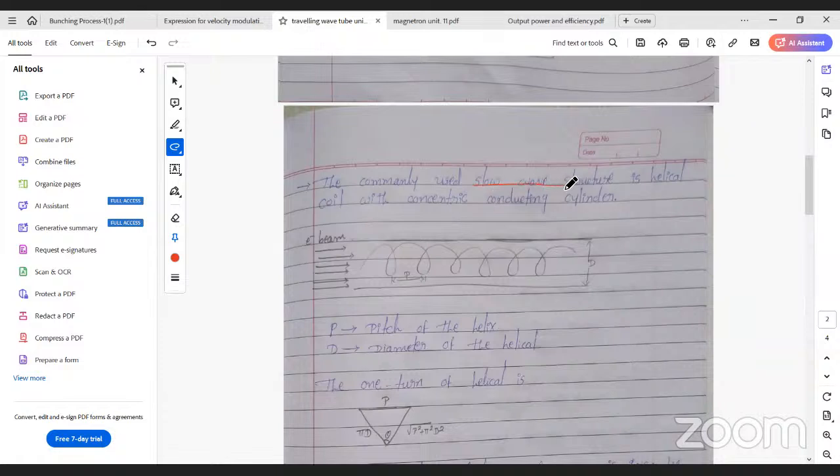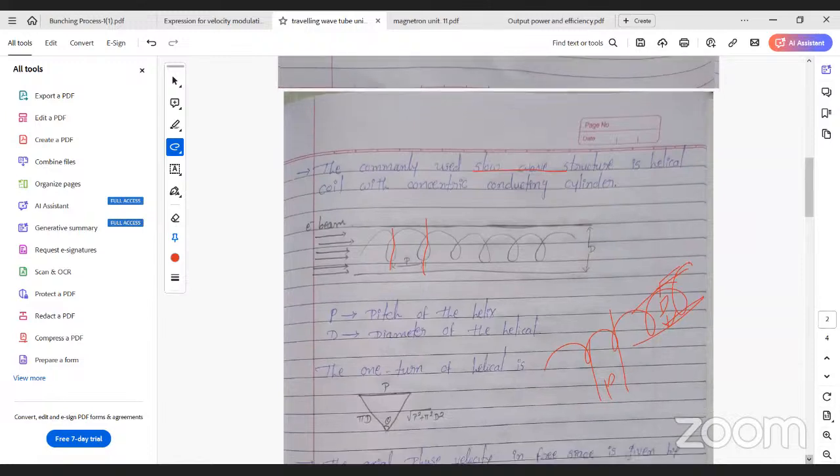Wherever you need a slow wave structure, there we use these helix tubes with connecting wires, which are of a conducting cylinder. This helix is a cylindrical shaped spring. Between any two points, I am taking the distance as P. That distance P is called the pitch of the helix, and from top to bottom the distance I am taking as a diameter. Like this, we have a spring shape. From one tip point to another tip point I am taking as P, and from the starting point to the ending point I am calling D. D is the diameter of the helix.